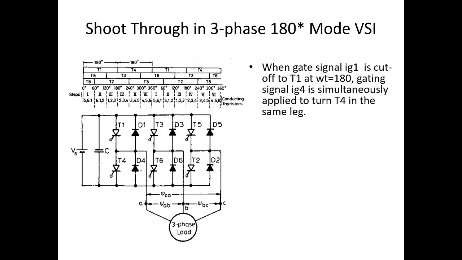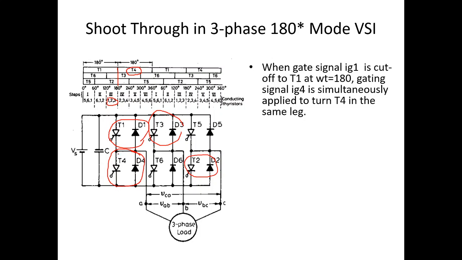So what is that? We know that, for example, in one particular step, switch 1, switch 2 and switch 3 are conducting. For example, in step 3, switches 1, 2, 3 are conducting. Once step 3 is over, that is at 180 degrees, what do we need to do? We need to turn on switch 4 immediately after completion of step 3. Now if you turn on switch 4 immediately after completion of step 3, what is going to happen?